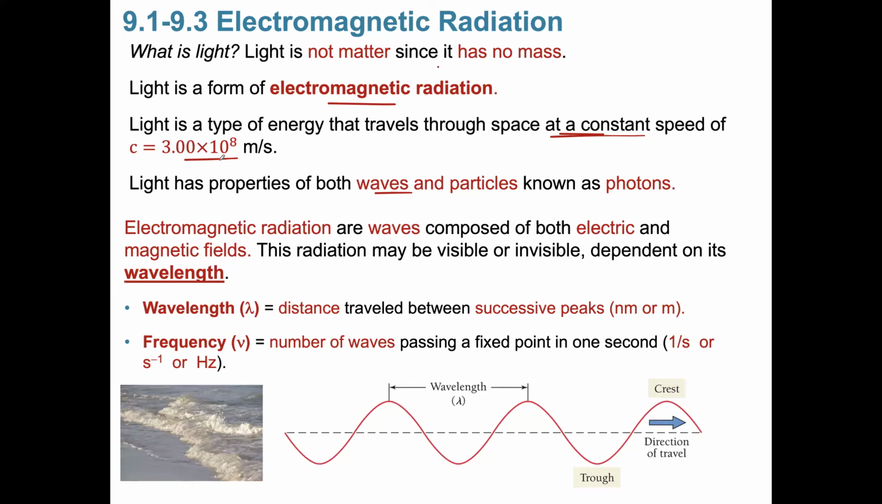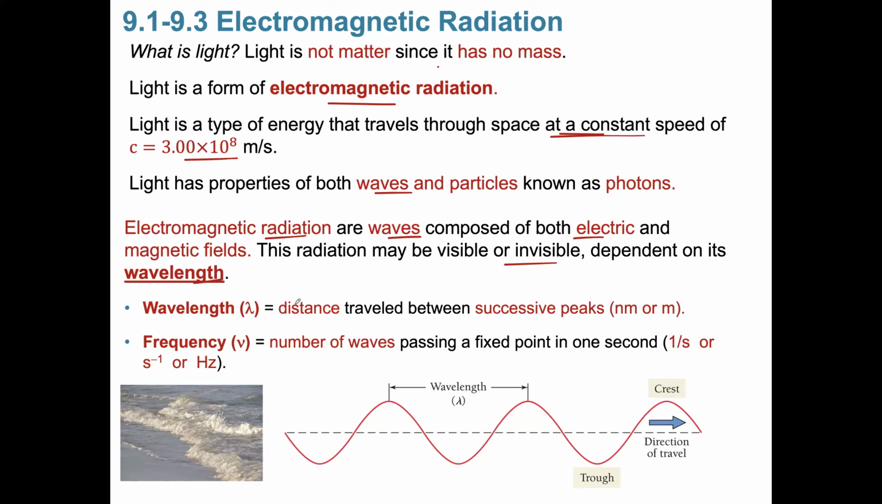So light is a type of electromagnetic radiation. And electromagnetic radiation consists of waves composed of both electric and magnetic fields. And there are different types of electromagnetic radiation, including infrared, UV, visible light, microwave, and gamma rays. We'll talk about the different types in a little bit. The radiation can be visible or invisible. For example, you can see visible light, but we cannot see UV radiation. So this depends on the wavelengths.